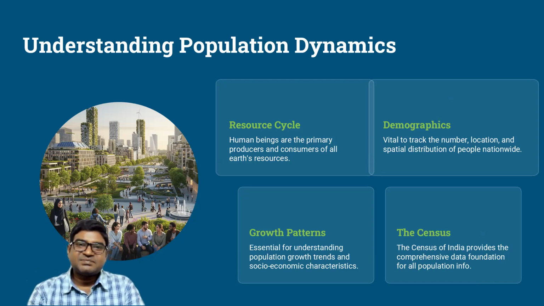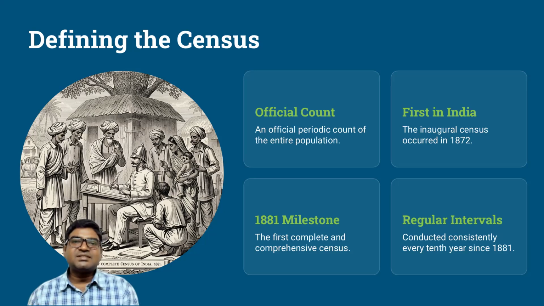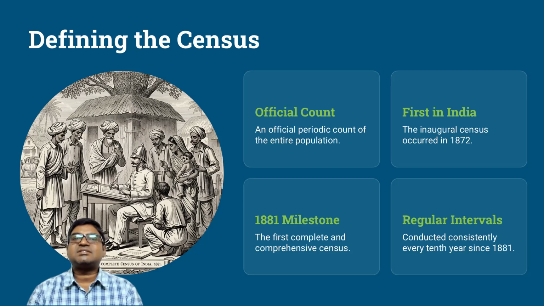What is census? We said it provides the foundation for data. Defining the census: an official periodic count of the entire population within a specific timeline is known as census. When was it done for the first time in India? It was done for the first time in 1872. In 1881, the first complete and comprehensive census was taken, and since 1881 it has been conducted at regular intervals of every 10 years.